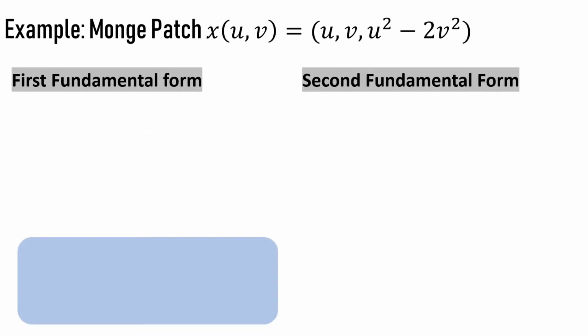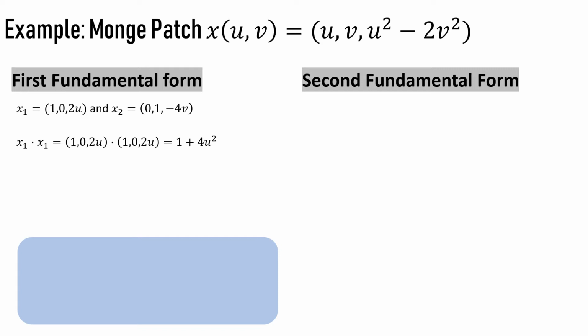Here is how we can calculate the first and second fundamental forms. We're going to use the Monge patch x(u, v) = (u, v, u squared minus 2v squared). To calculate the first fundamental form, we need to find the partial derivative with respect to u and the partial derivative with respect to v. That is, the partial derivative with respect to u is x1, that's (1, 0, 2u), and the partial derivative with respect to v is x2, (0, 1, minus 4v). Remember, if we have two or more variables and take the partial derivative of one, then we consider the other variable to be constant.